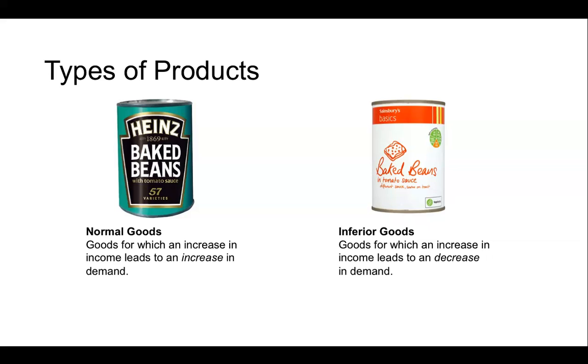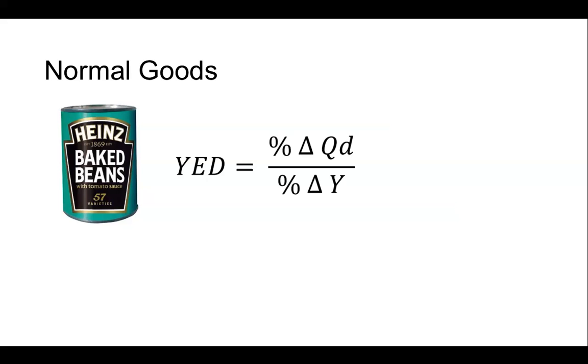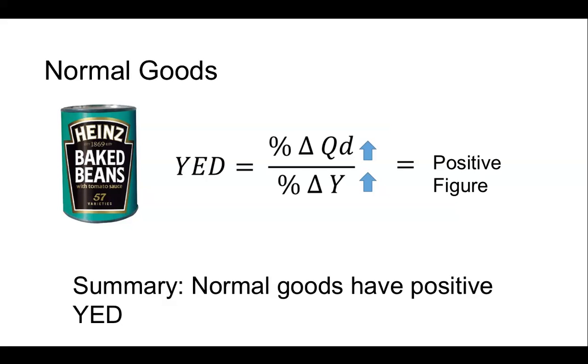Now we've seen these types of products before, normal goods and inferior goods. Normal goods, as a review, are those goods for which an increase in income leads to an increase in demand. And inferior goods are those goods for which an increase in income leads to a decrease in demand. So for normal goods, if we're trying to interpret the YED, as we know this is the formula, we think to ourselves, well, if our income goes up, then we would expect our quantity demanded goes up. This is a positive relationship, and a positive divided by a positive means that the YED for normal goods will always be a positive figure. So in summary, normal goods have a positive YED.